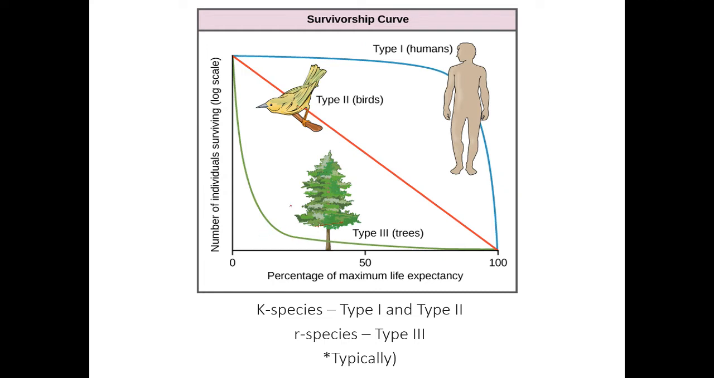When we talk about K species, a K selected species is usually going to fall in the type 1 and type 2 range, and then your R selected species are usually type 3. So you can imagine that insects, for instance, maybe have a very high infant mortality rate. They don't survive very long, but the ones that make it through those very early years or days will survive longer because the competition has dropped. Their likelihood of survival goes up.